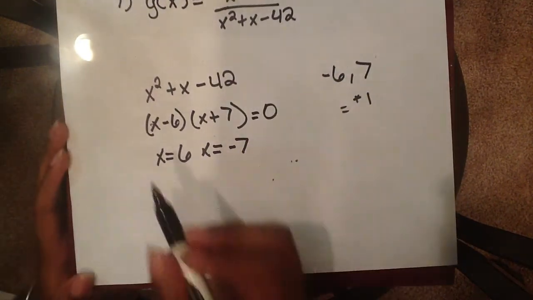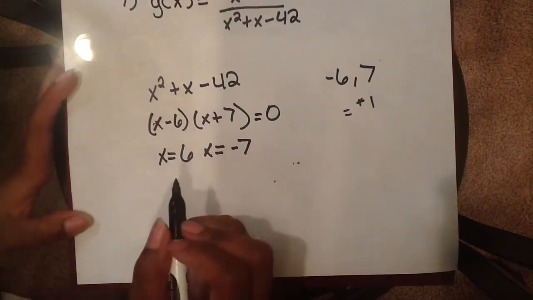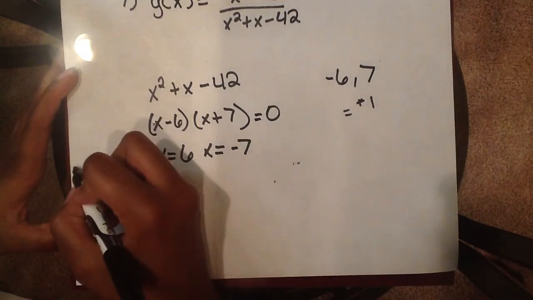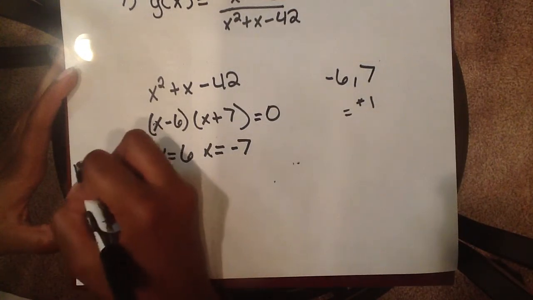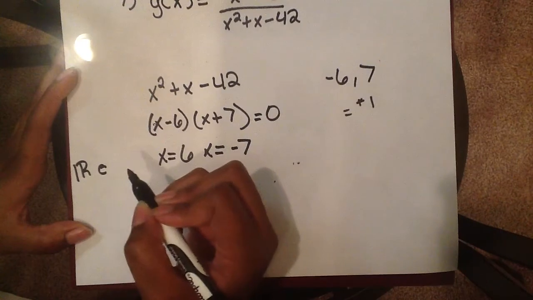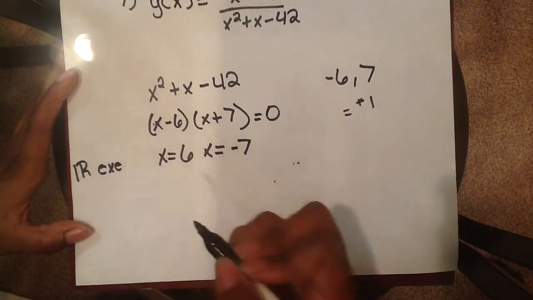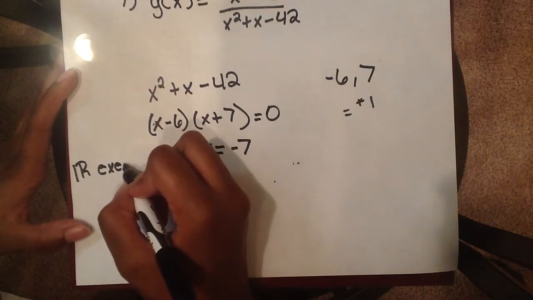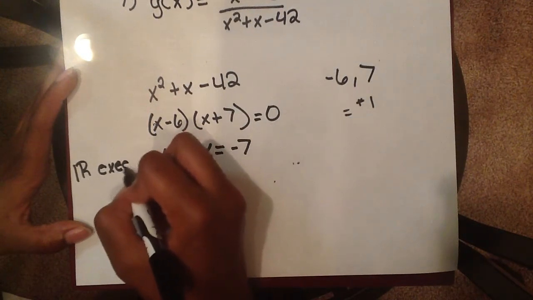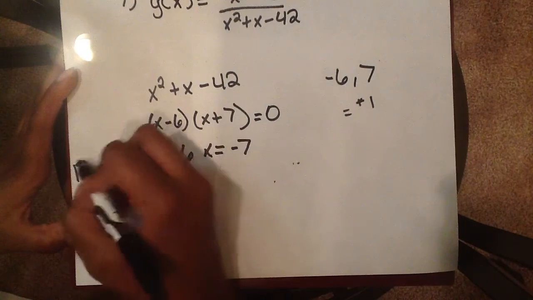And like we said earlier, it's going to be every value except for when x equals positive 6 and x equals -7. Except. That's how you spell that.